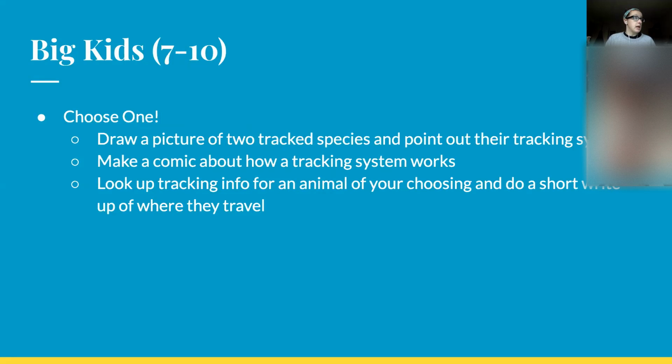The next one is for big kids. Please draw a picture of 2 tracked species and point out their tracking system. Or you can make a comic about how a tracking system works, or look up tracking info for an animal of your choosing and do a short write-up of where they travel. So you could look up the whales, or you could look up the turtles and pick one and tell me what its name is and tell me where they go.